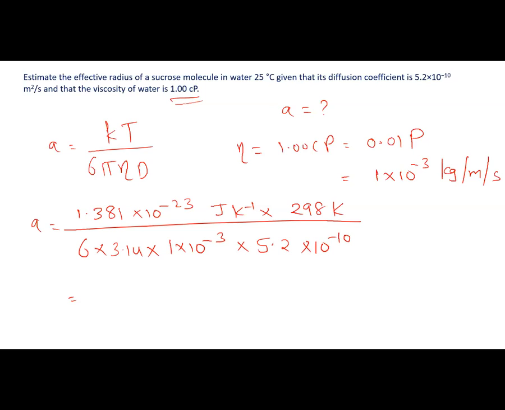Again, make sure that you calculate the units. If you plug in all these units here, you should get the effective radius A in terms of meters, which is 4.2 times 10 power negative 10 meters. If you want to rewrite this in terms of nanometers, it's going to be 0.42 nanometers.